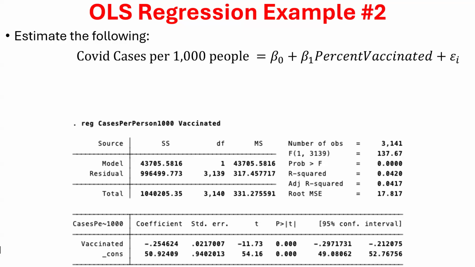Now, how would I interpret my constant or my intercept? Nobody got vaccinated. How many? If nobody got vaccinated, the expected number of cases per 1,000 people would be about 51-ish, right? So this is kind of how we make these interpretations.